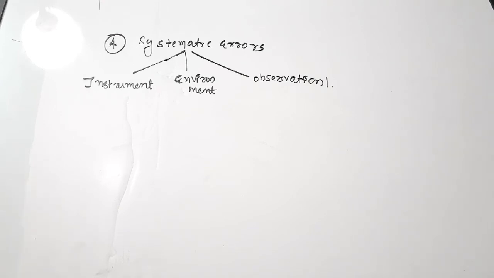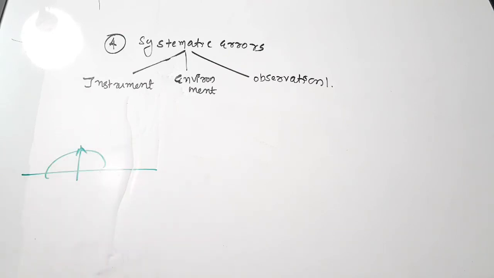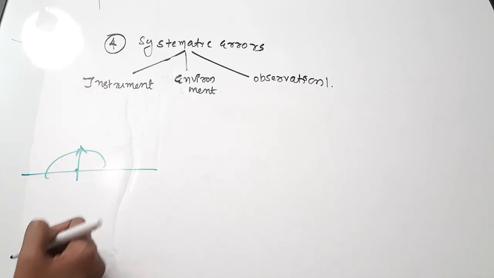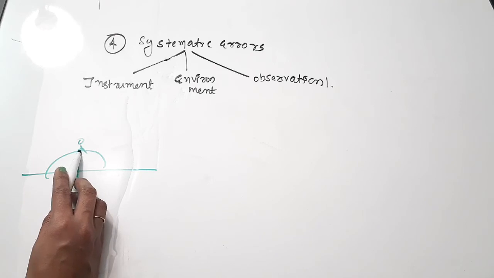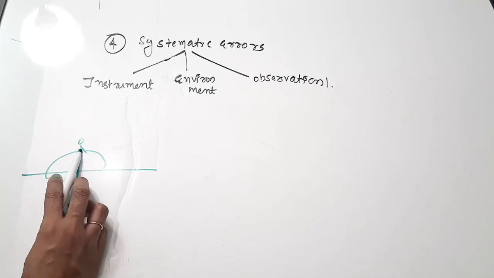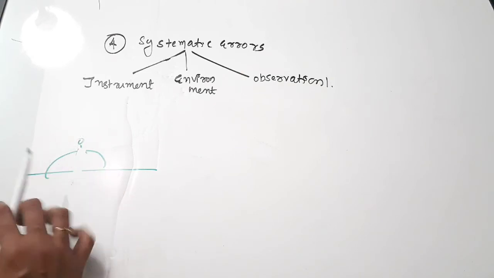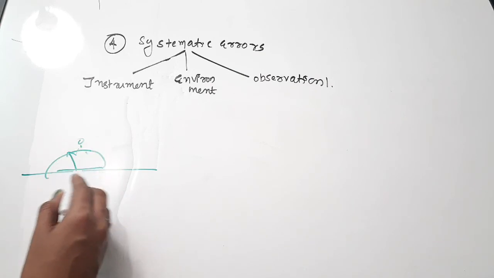So the first one is instrument error. Consider that we are going to use an ammeter. This ammeter has a needle, and we all know that before taking the measurement, it has to achieve the steady state or the zero deflection point. Then it goes to positive or to negative, right? But consider that your ammeter is never showing the zero deflection point at the steady state. It will always be shifted to the negative end.